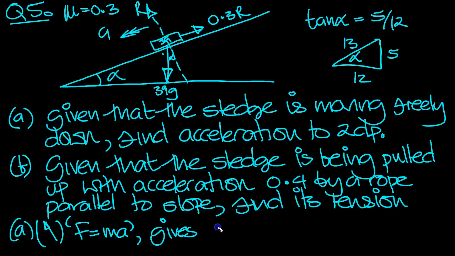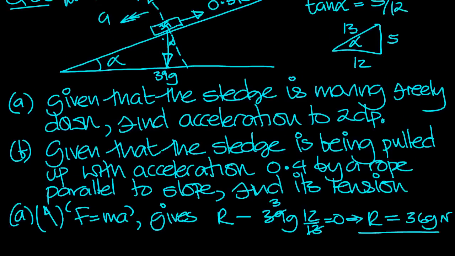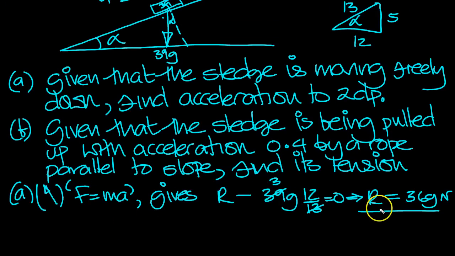So R minus, and this is the opposite direction, 39g cos alpha. Cosine alpha is 12 over 13, equals 0. That tells us that R is equal to 13 into 39 goes 3. 3 12s are 36. Move this minus over to a plus, 36g newtons. So there's the reaction force, rather.